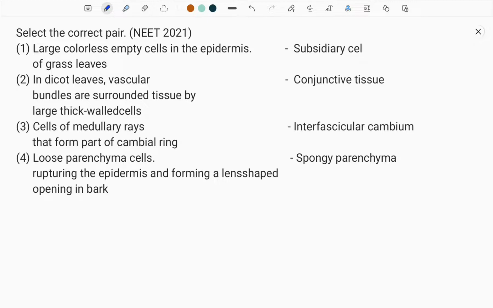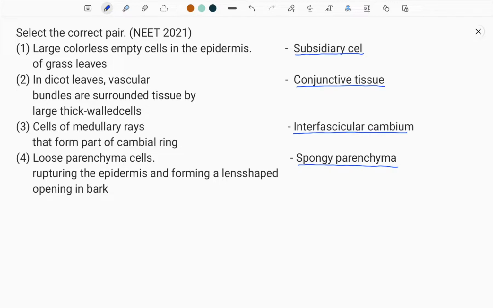We have here a question where tissues or the cells are described on the left side and they are asked to identify which of the following is the correct pair. So we should have a good understanding of cells like subsidiary cells, conjunctive tissue, interfascicular cambium, spongy parenchyma. I will try to explain these cells one after the other. Let us have a look at first, subsidiary cells.